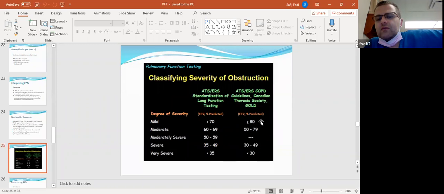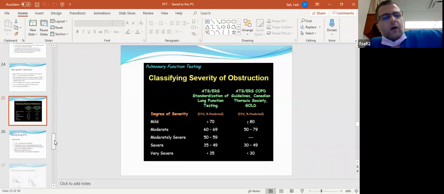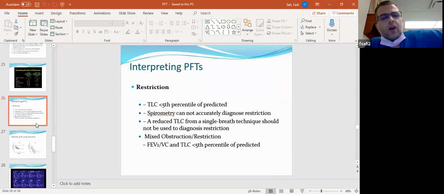For the GOLD classification, if it's more than 80%, it's mild. If it's 50 to 80, it's moderate. If it's 30 to 50, it's severe. If it's less than 30, it's very severe. That's what we call GOLD stage 1, 2, 3, and 4. Okay. Now, as I said, for obstruction you need the FEV1 to FVC ratio to be less than 70%. For restriction, you need the FEV1 over FVC ratio above 70%.